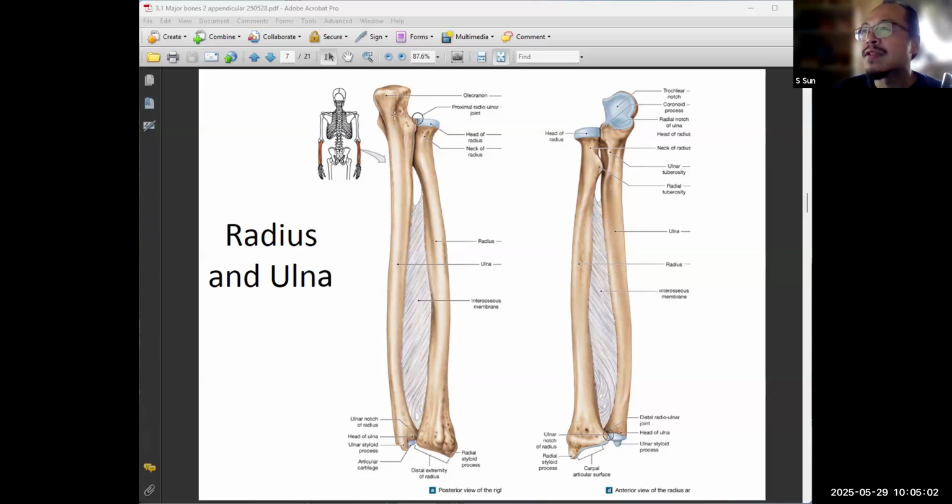The ulna is more important for the elbow. Here you have the trochlear notch, which slides with the trochlea of the humerus, but the olecranon process will prevent our forearm from extending further than 180 degrees.